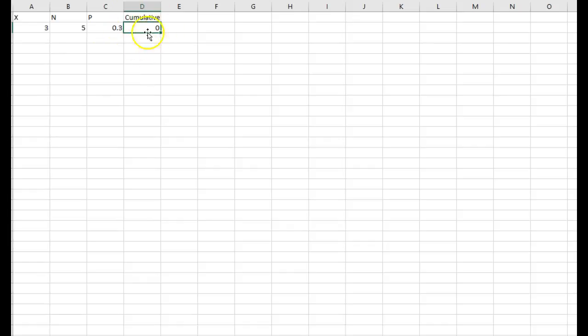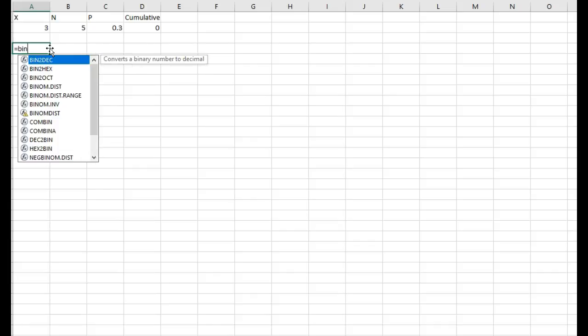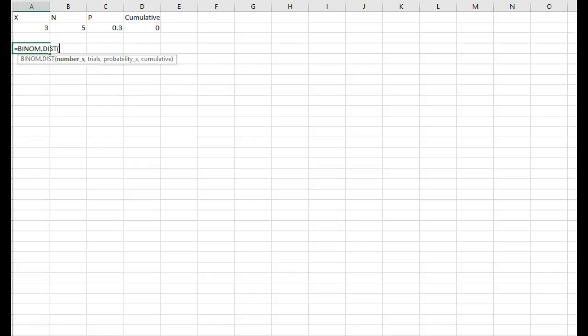But for right now, we'll leave it as a 0, because 0 is just going to say we just want the value. We just want the probability of that value. And so the function is binom.dist, and then it's asking for the number s. So that looks like that's just going to be our x value. So we would click on that cell. And then the number of trials, n, so that cell.